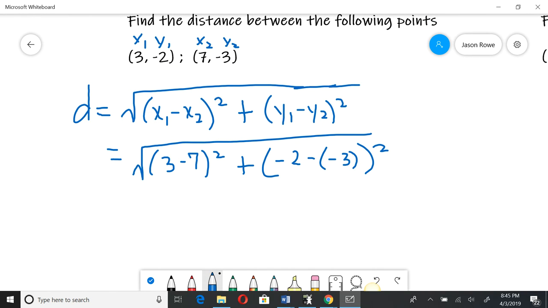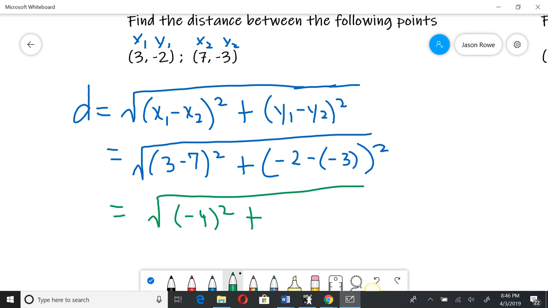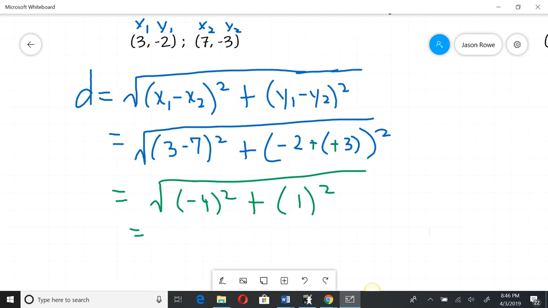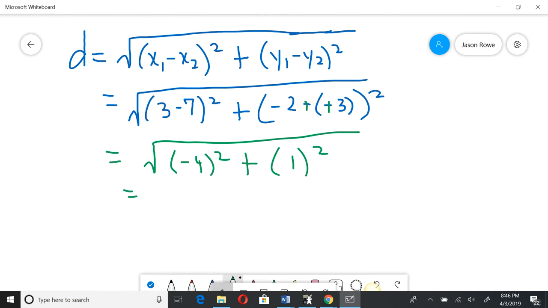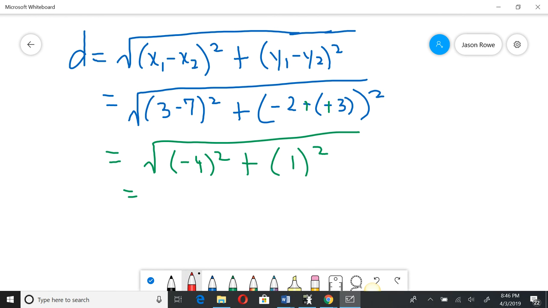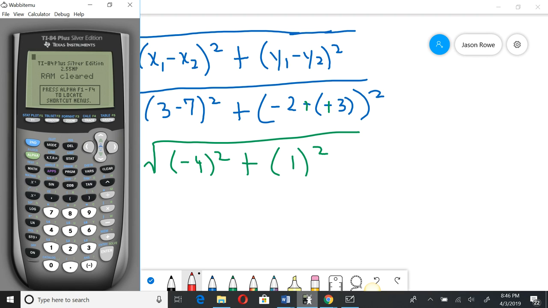All right, so we're going to simplify this. 3 minus 7 is -4. So we've got the square root of (-4) squared plus, and here we're going to have to use keep, change. We've got -2 plus 3, which is 1 squared. So now we're going to simplify a little more. We've got (-4) squared. Now, I've got my calculator here because I want you to pay attention to this very closely.